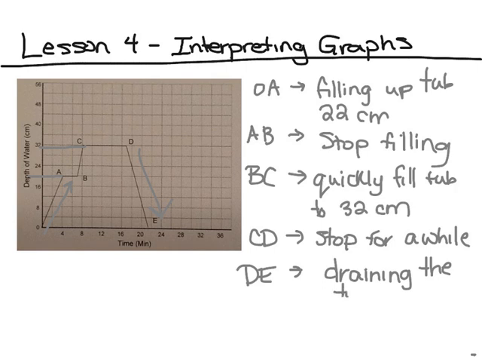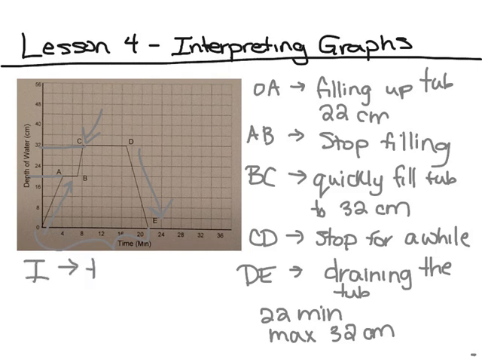In total, the bath took about 22 minutes, and you filled the tub to a maximum of 32 centimeters. Our independent variable is time, and our dependent variable is the depth. So that is how you describe a graph in words.